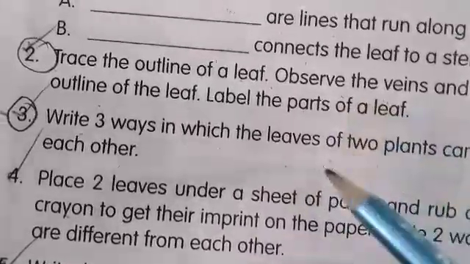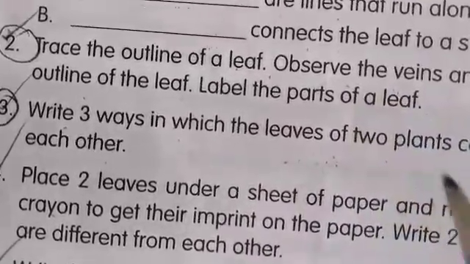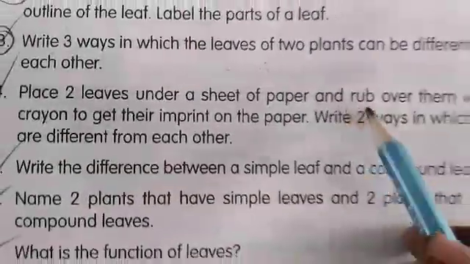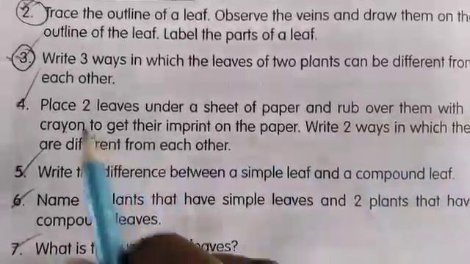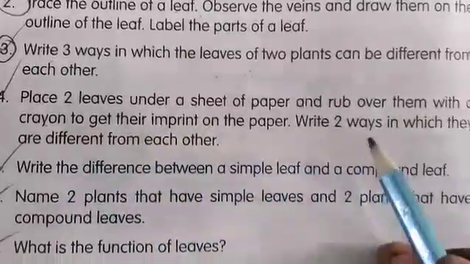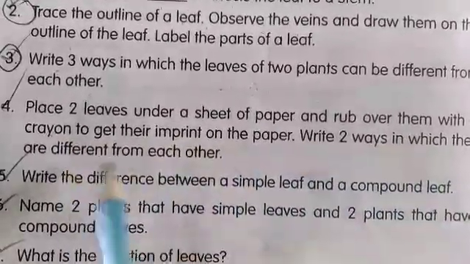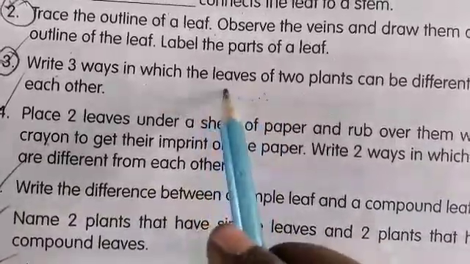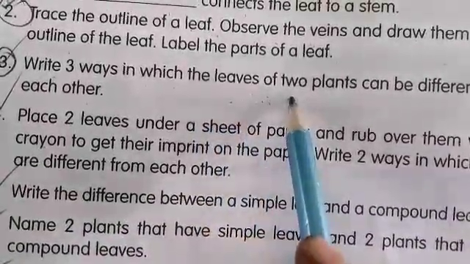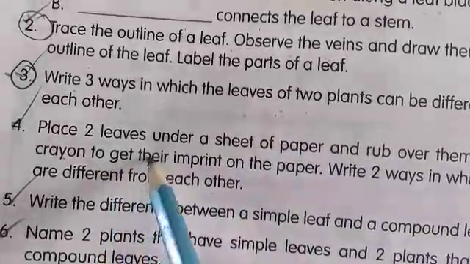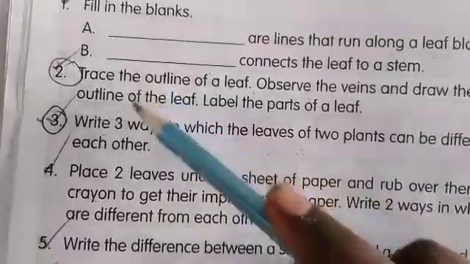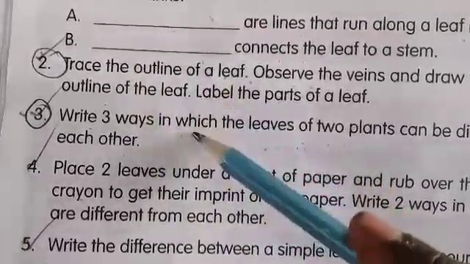Now you revise, learn the answer and write it in your revision part. Now place 2 leaves under a sheet of paper and rub over them with a crayon to get their imprint on the paper. Write 2 ways in which they are different from each other. So already we are writing 3 ways how the leaves are different from each other. So no need of writing this, children. Don't write first and fourth one. Write second and third one in your revision part.